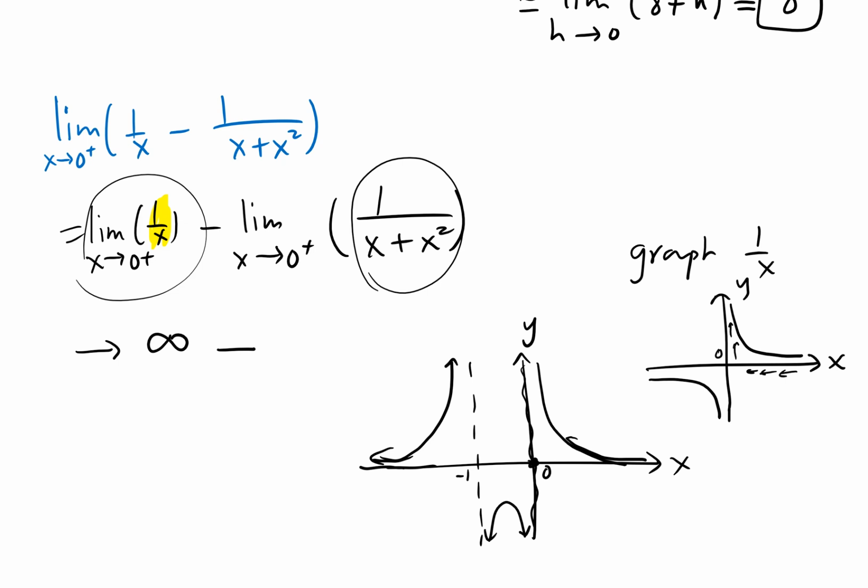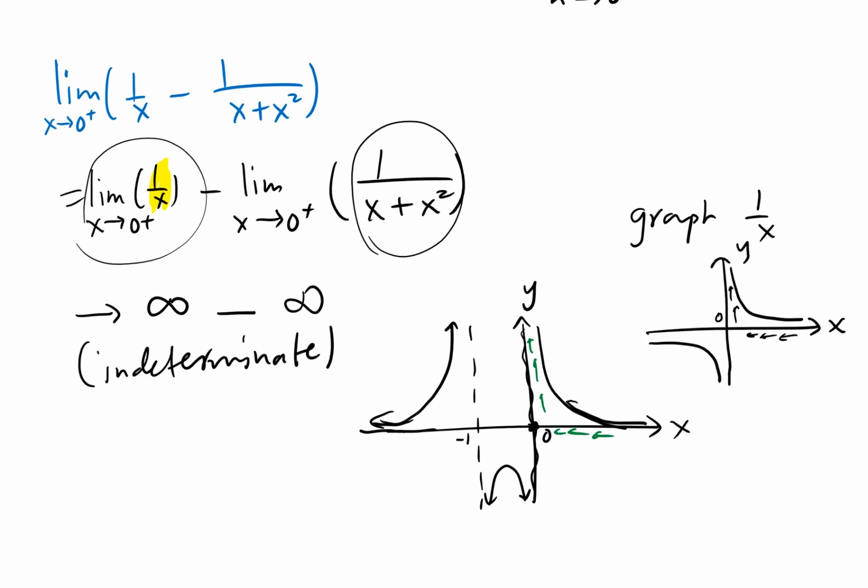So the question, what's the limit of this as x approaches 0 from the right side? If you come this way, where does the graph go? It goes up. So also goes to infinity. Infinity minus infinity is indeterminate again. So how do I clean up this indeterminate form?